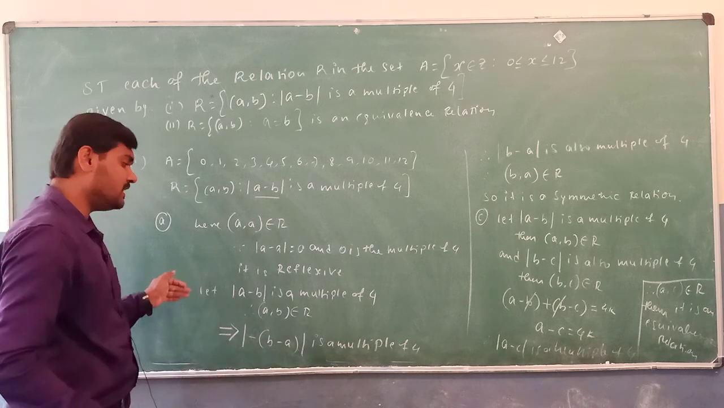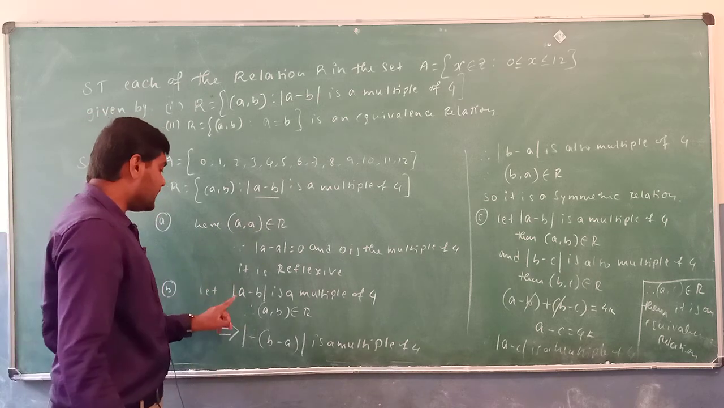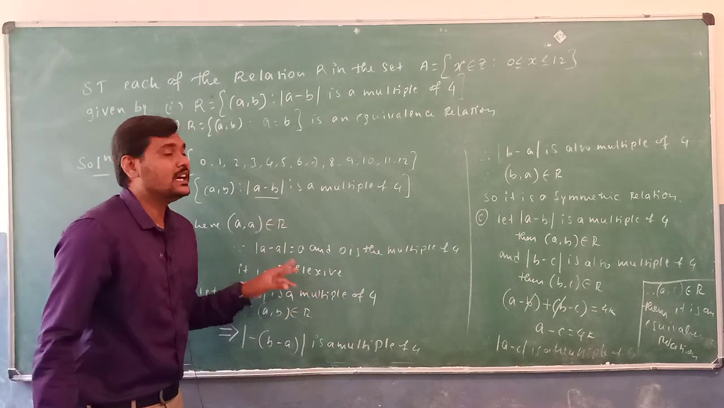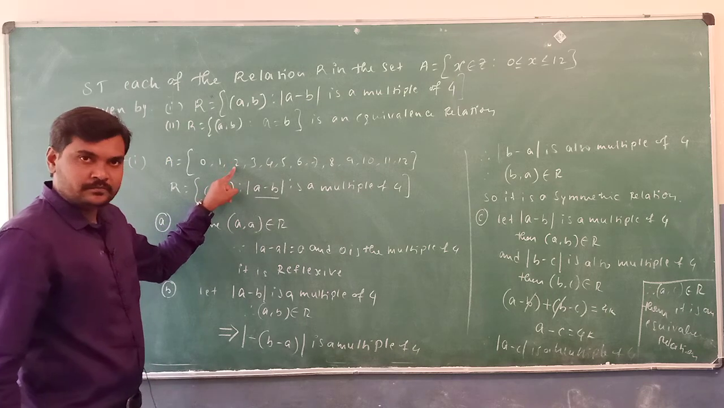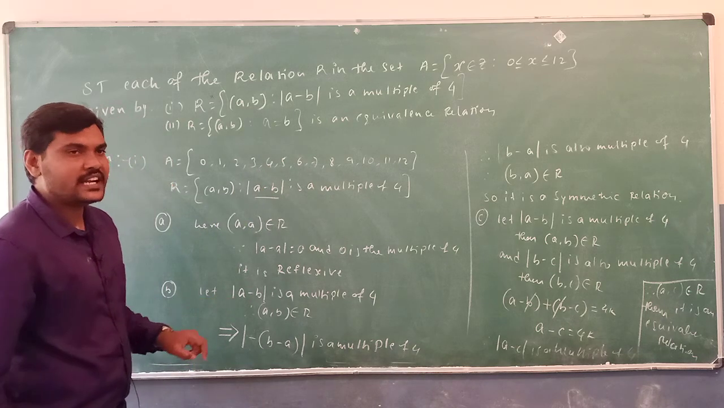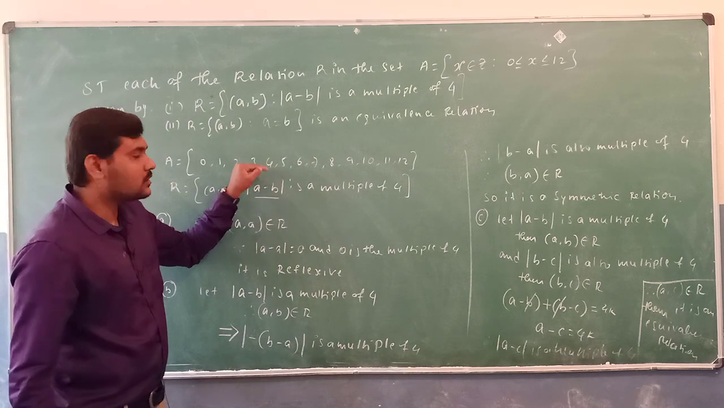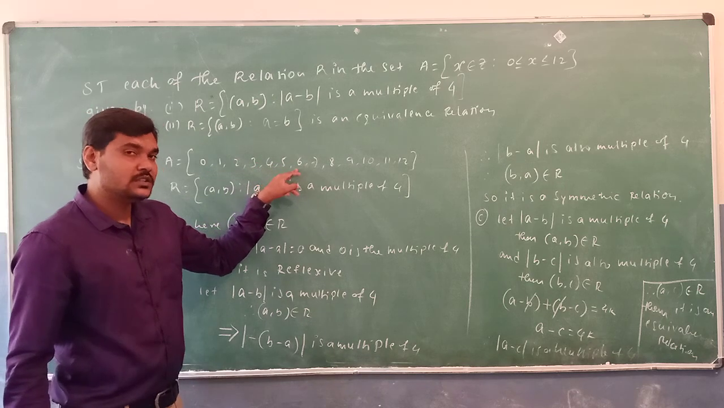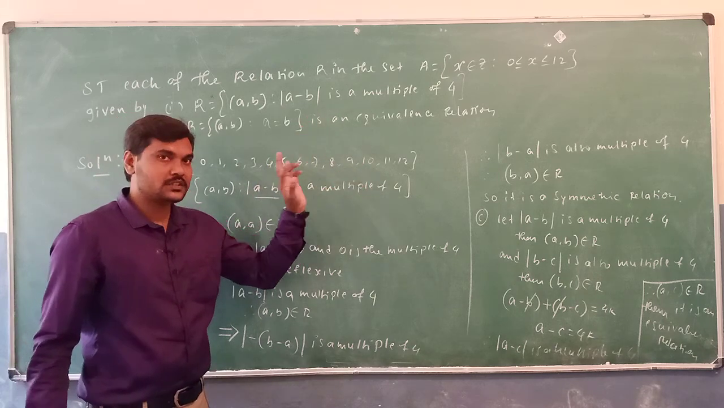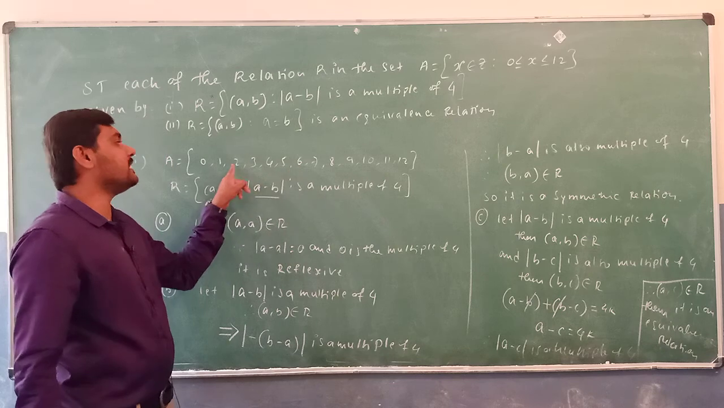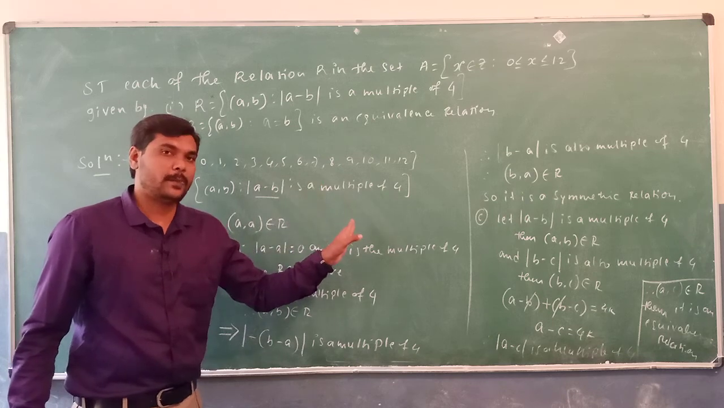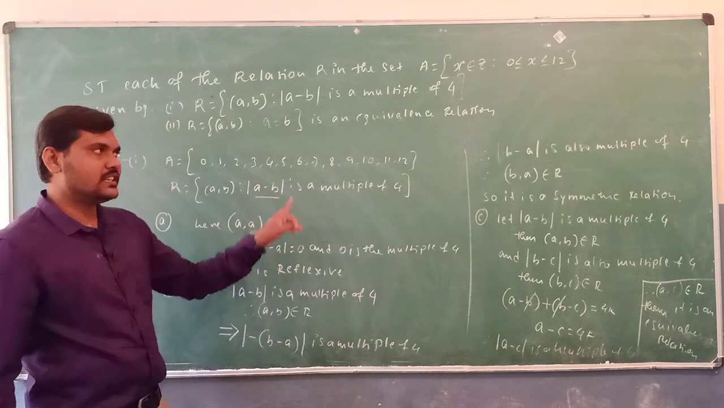The second relation is going to be to prove the symmetric relation. I am taking a minus b is a multiple of 4, modulus of a minus b is a multiple of 4. Suppose I am giving a as 2 and b as 6. The difference is going to be 2 minus 6, which is minus 4. Minus 4 under the modulus is going to be plus 4. The plus 4 is going to be a multiple of 4. Suppose I am changing, b minus a, 6 minus 2 is going to be 4. Under the modulus it is again 4. The 4 is a multiple of 4. Clear? So b minus a is going to be a multiple of 4.